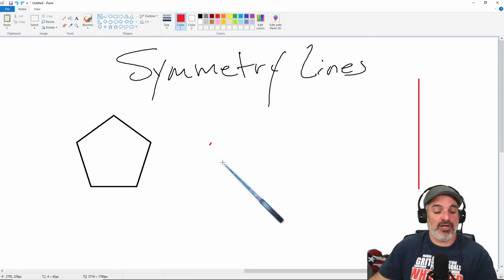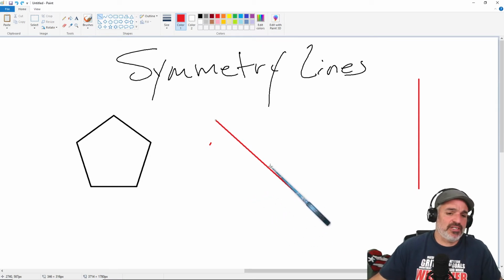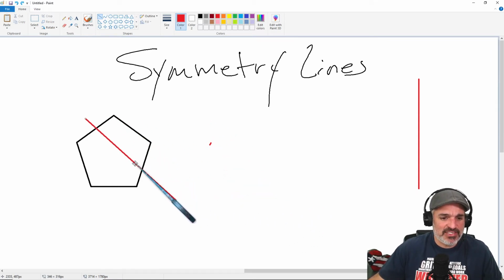Now you're gonna try vertical lines. So you're gonna draw a vertical line and you're gonna say, okay, let me see if I can place this anywhere that gives me symmetry. Oh, look at this, look at this.